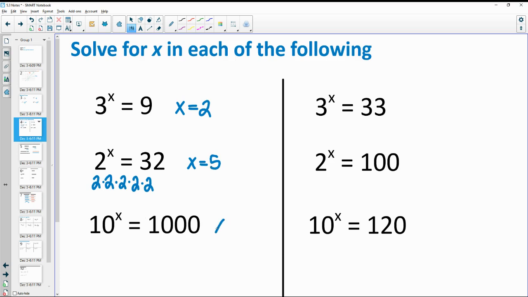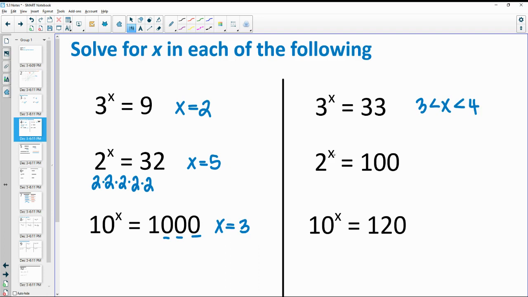And 10 to what power gives us 1,000? So 10 to the 3rd power. So then over in these ones in the right-hand column, these do not have whole number solutions. So we know that 3 squared is 9, 3 cubed is 27, and then 3 to the 4th is 81. So we know that in this, x is greater than 3, but less than 4. So it's somewhere between 3 and 4.